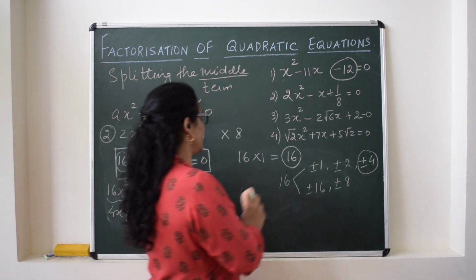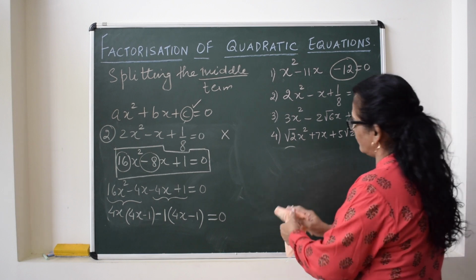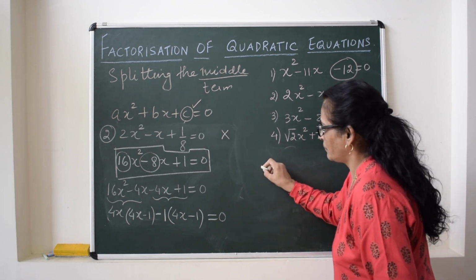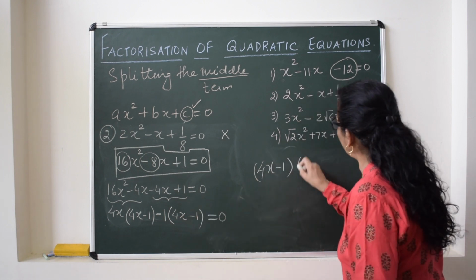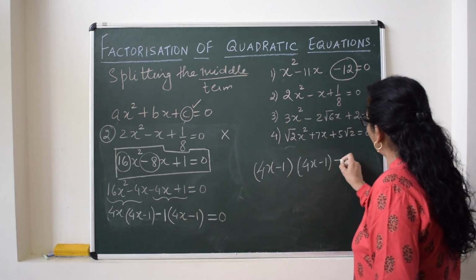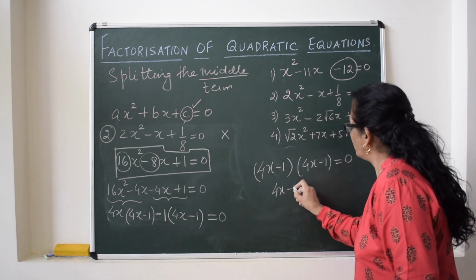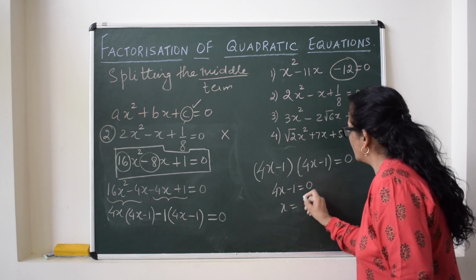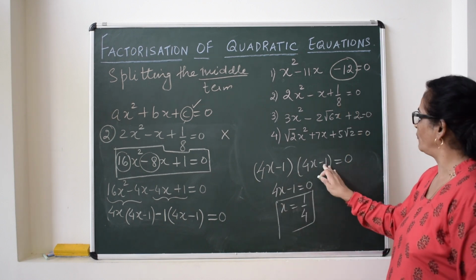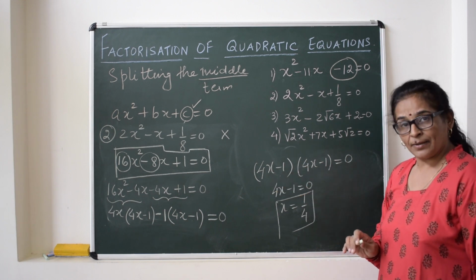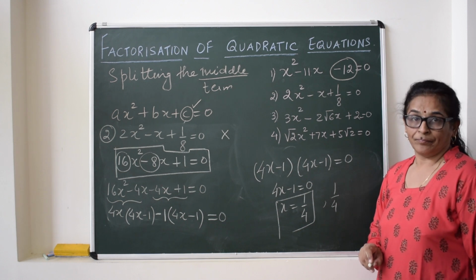Now, after getting this, we will equate both the linear factors to 0. First we will rewrite it as the linear factors 4x minus 1 and 4x minus 1 is equal to 0. Now when you equate each factor to 0, you will get the value of x as 1 upon 4. Since the factors are the same, both the values will be equal.